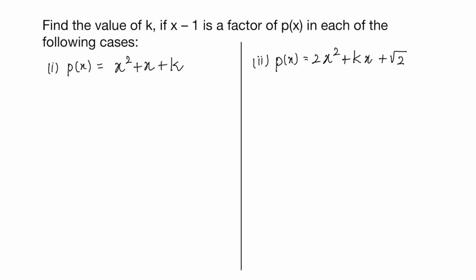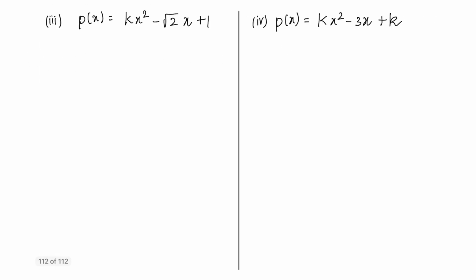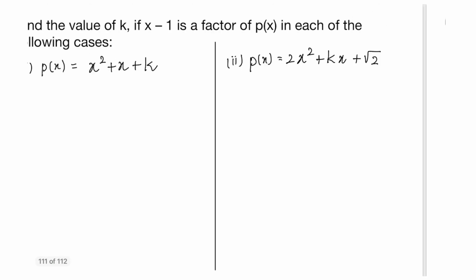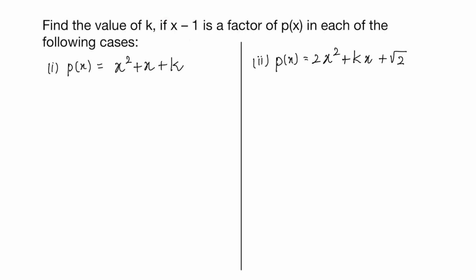Find the values of k if x minus 1 is a factor of p of x in each of the following cases. And we have 4 cases in this question. Okay, so what they mean is they have given that this x minus 1 is a factor of this p of x. For each of these cases, they have given that x minus 1 is definitely a factor. They are not asking you to find if it is a factor, they have given that it is a factor. So x minus 1 is a factor. Okay, so that part is done.